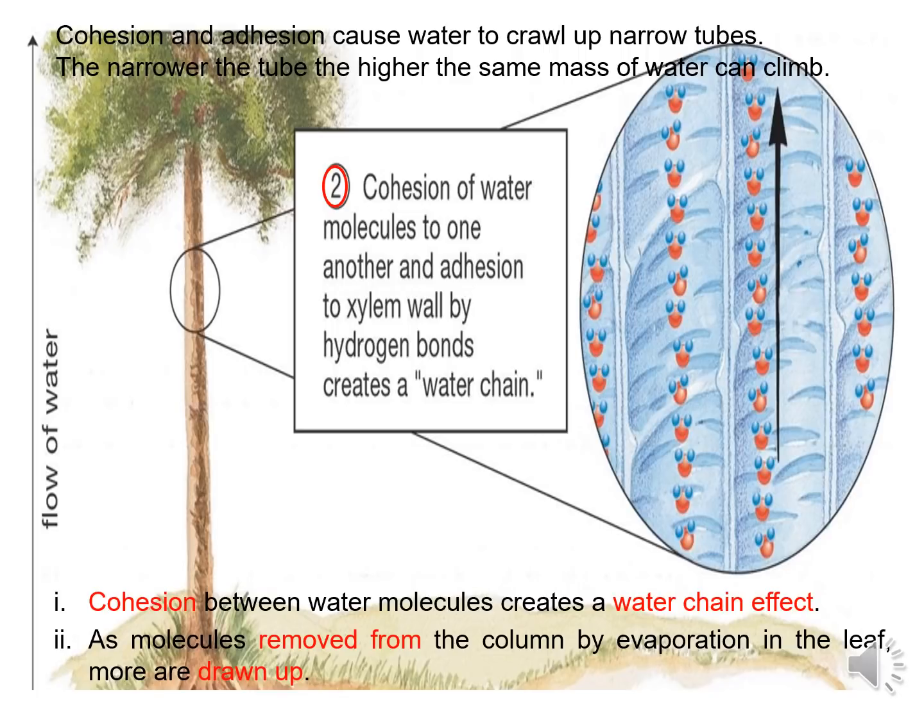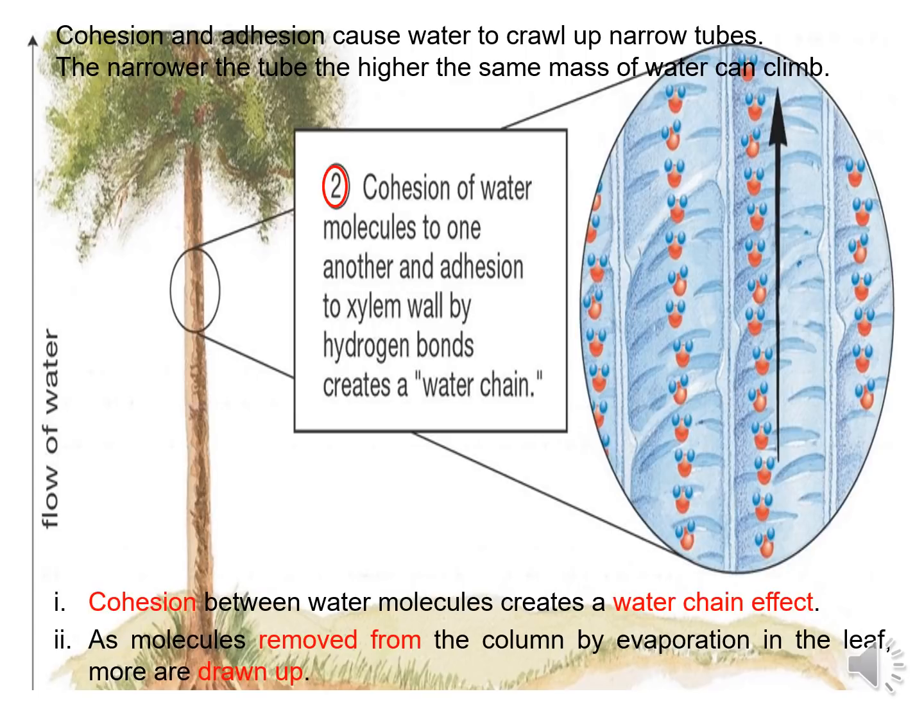When the water moves out to the atmosphere through stomata, therefore it becomes the strongest force that pulls the water from the neighboring cell. Now it comes where the cohesion of water molecules to one another and adhesion of the water to the hydrophilic xylem wall by the existing hydrogen bond will create a water chain.